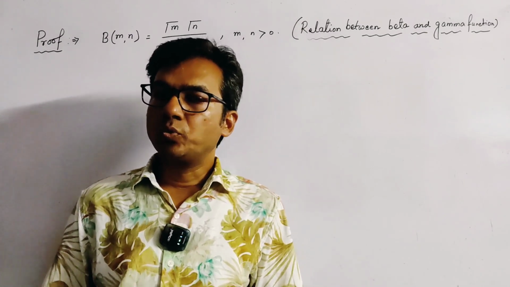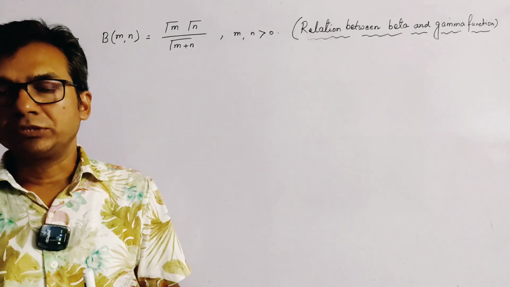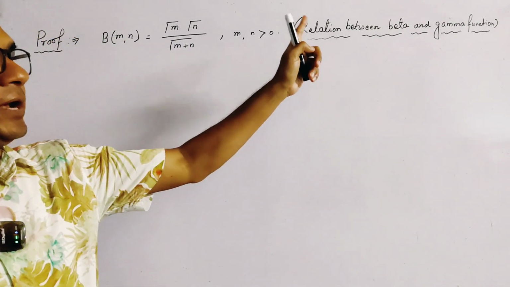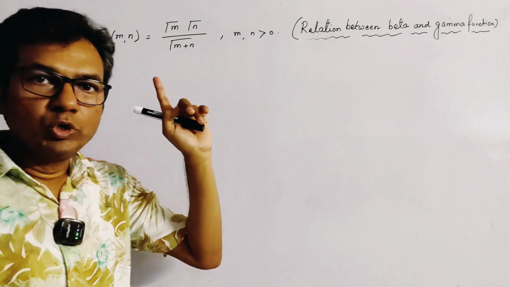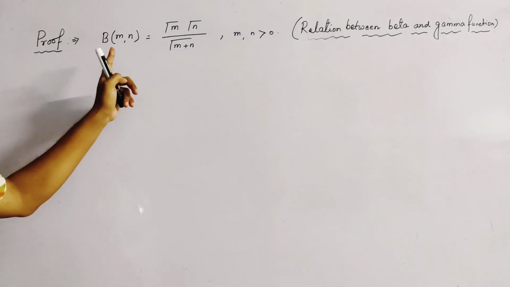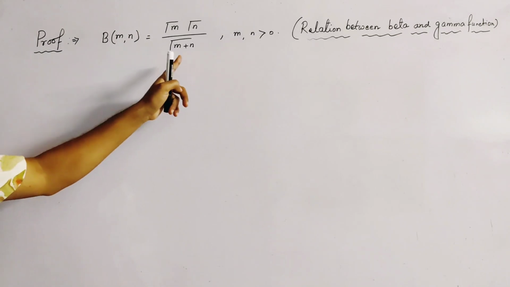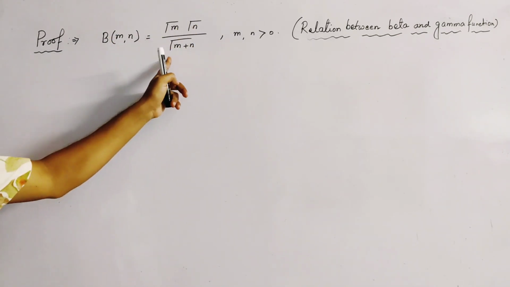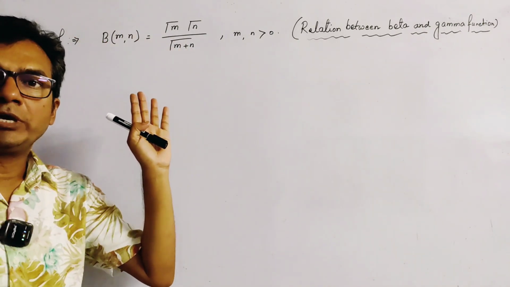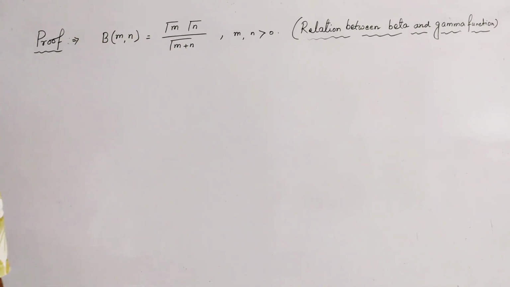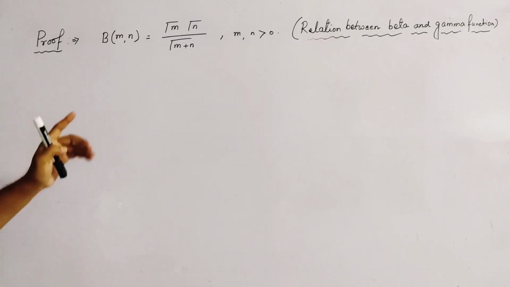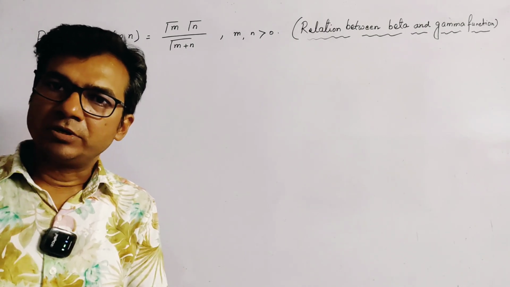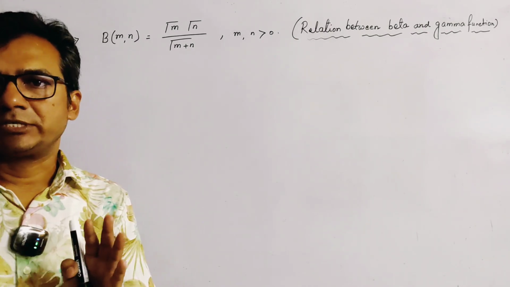In this class, we are going to discuss the proof of the relation between beta function and gamma function. We know that the popular relation between beta function and gamma function is beta(m, n) equal to gamma m into gamma n by gamma(m plus n). Now we have to prove this relation. We first write the definition of beta(m, n), the definition of gamma n and gamma(m plus n).